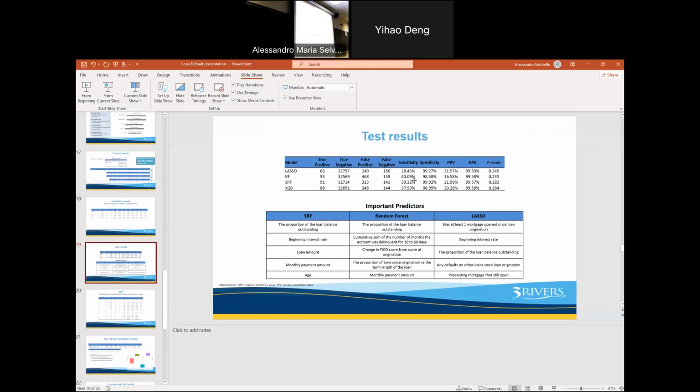It's that these different models give you basically completely different predictors. Well, yeah, that's tough, right? They're different data sets too. Maybe that's part of it. But some of the key ones are the outstanding loan balance and the beginning interest rate.